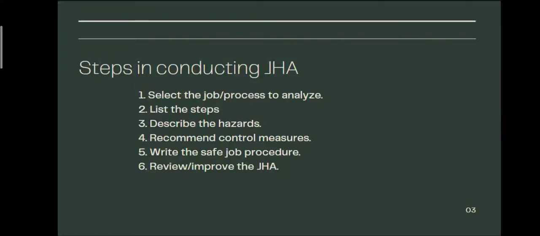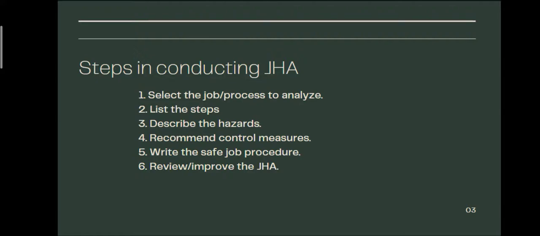Steps in conducting JHA. Step 1, select the job processes to analyze. Step 2, list the steps. Step 3, describe the hazards. Step 4, recommend control measures. Step 5, write the safe job procedure. Step 6, review or improve the JHA.